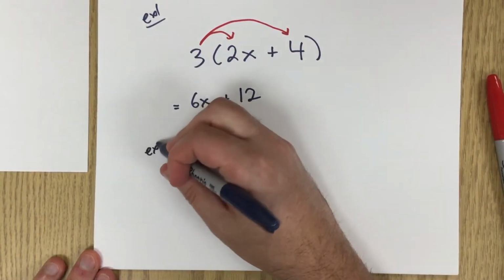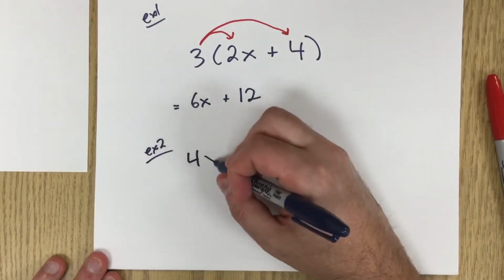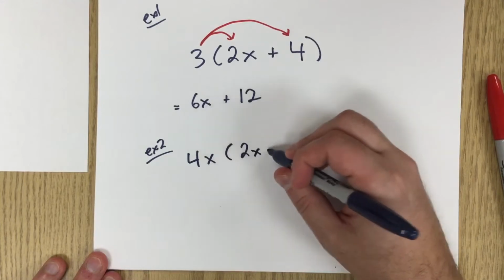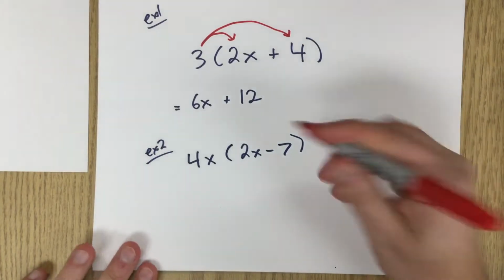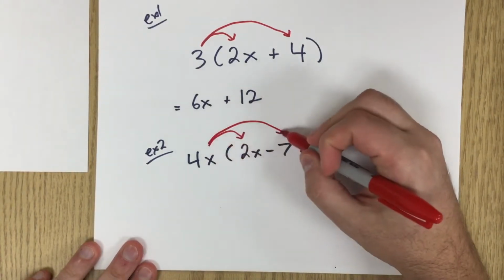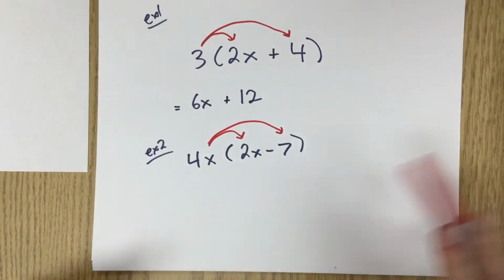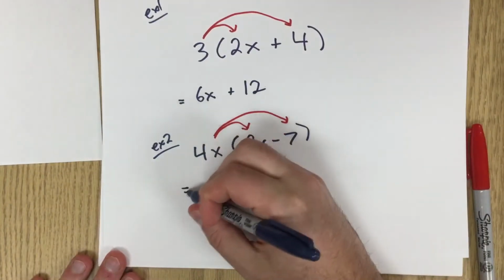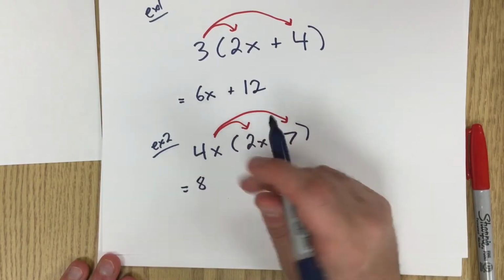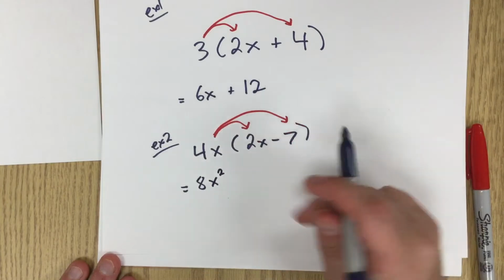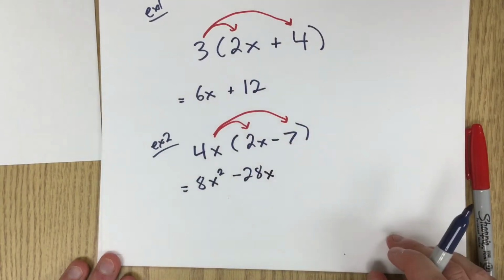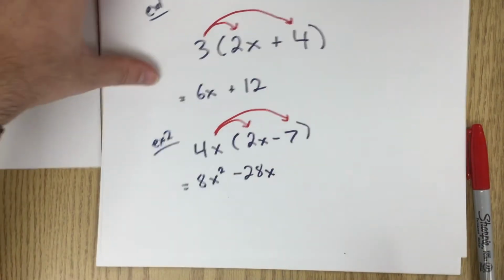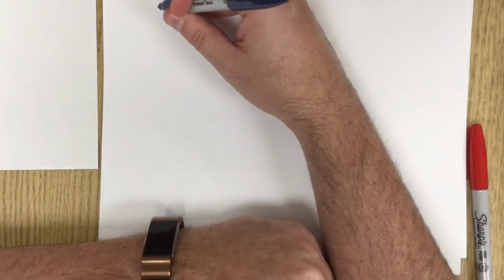Let's have example 2. Pretty much the same thing. Nothing different over here. This multiplies into both of the 2 terms inside the bracket. And we get 4 times 2 is 8. x times x is x squared. 4 times negative 7 is minus 28. And x, there's just an x. And that's the answer to that one. So this is expanding, and this is like you've done it before. Let's do the new one now.